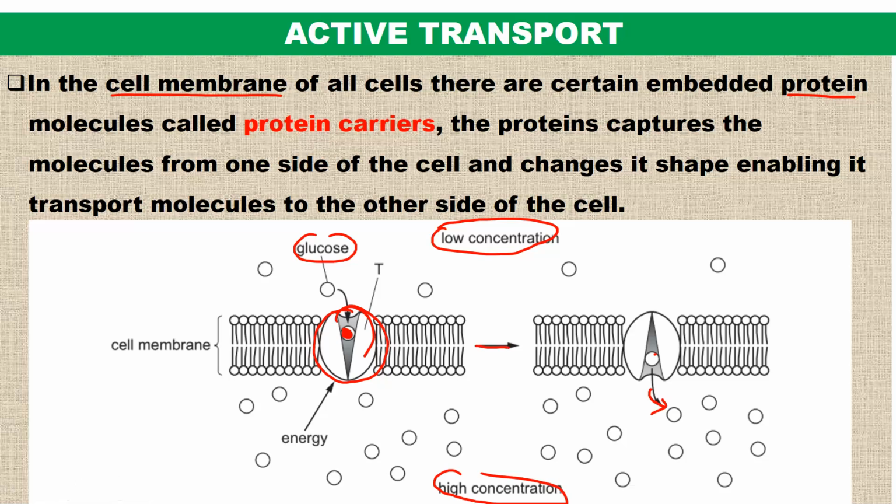So here, that is what happened afterward. The glucose finds itself on the other side, and the key thing here is that it involves protein carriers. It is captured by proteins and then moved, or the protein changes its shape, enabling it to transport molecules to the other side of the cell. So it is very important that you understand this part.